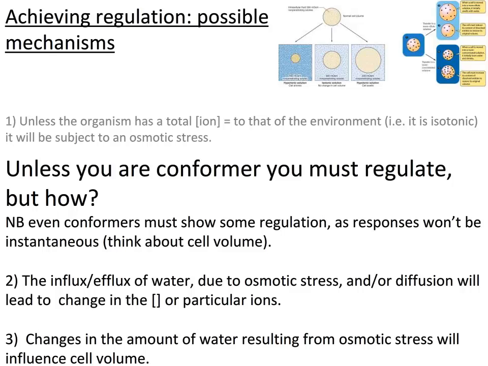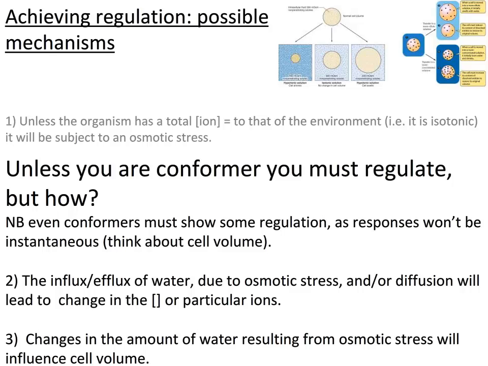So unless you're a conformer, you must regulate, and remember that to an extent, all organisms are going to have to regulate for some ions, otherwise they're going to be the same inside as outside, which means they're not alive, they are the external environment. So all organisms at some level have to exhibit regulation. So if you are going to regulate, how are you going to achieve this?